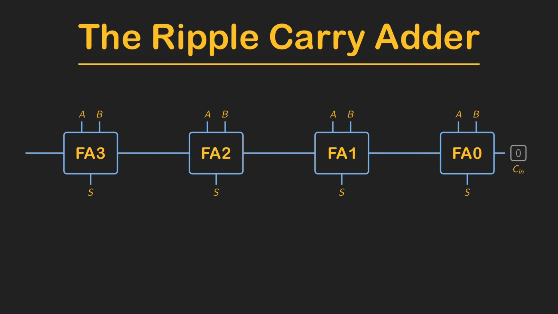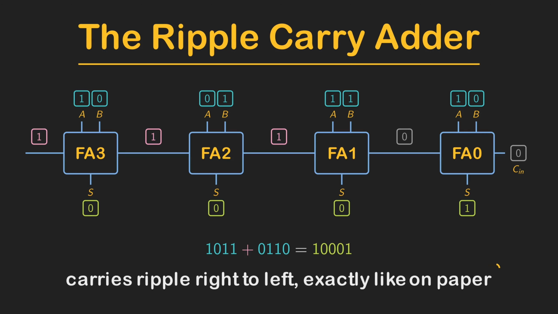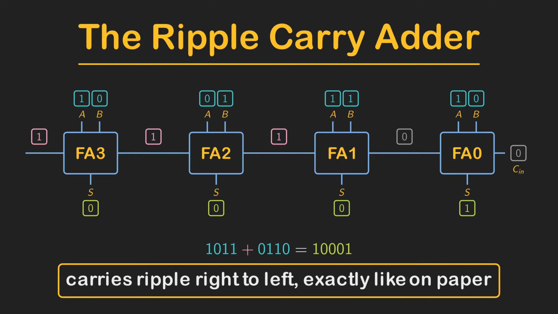Now run our opening example through the hardware. 1011 plus 0110. The carries ripple leftward, stage by stage, exactly as they did in your hand calculation. Same columns, same carries, same answer, 10001. This circuit is your paper method, frozen into silicon. The anchor: carries ripple right to left, exactly like on paper.